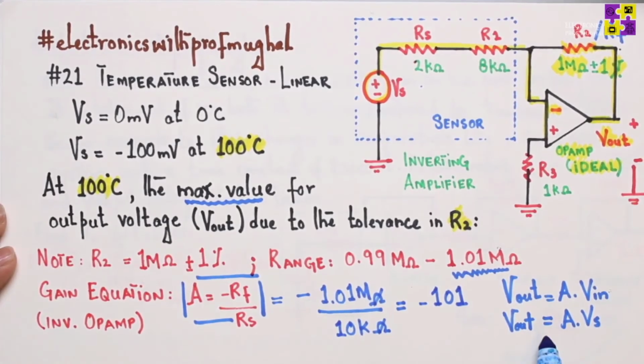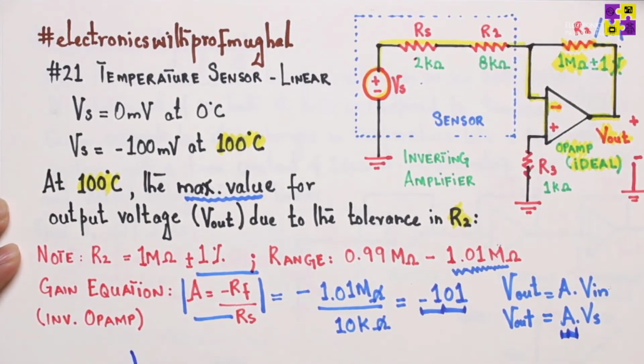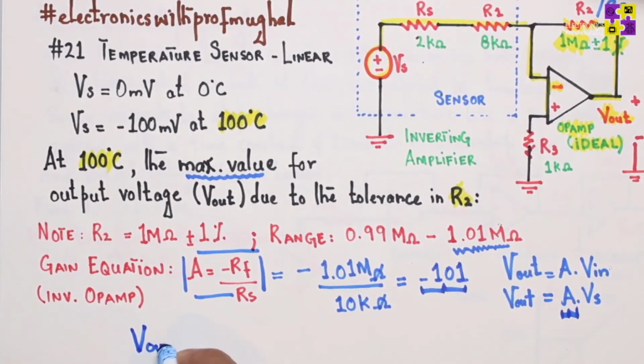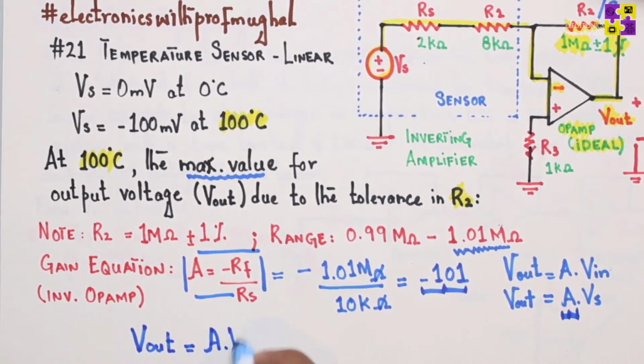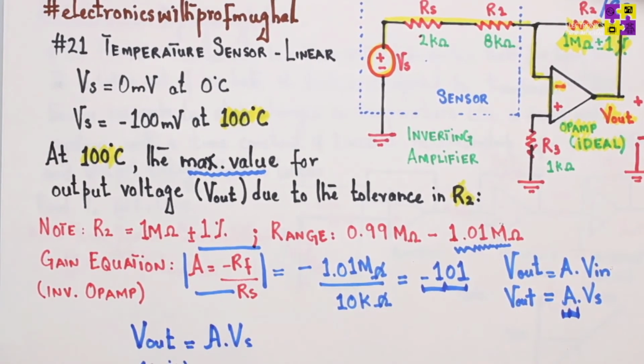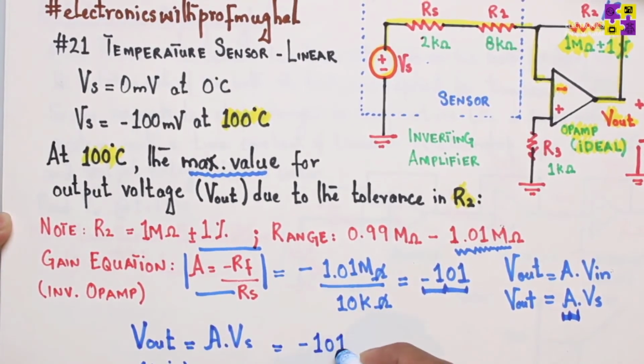Now, knowing Vout equals A dot Vs, now we're going to plug in the value of A that we just calculated here in this equation to find out Vout. So Vout equals A dot Vs, and remember we are doing this at 100 degrees centigrade, correct? So A is going to be negative 101, correct?